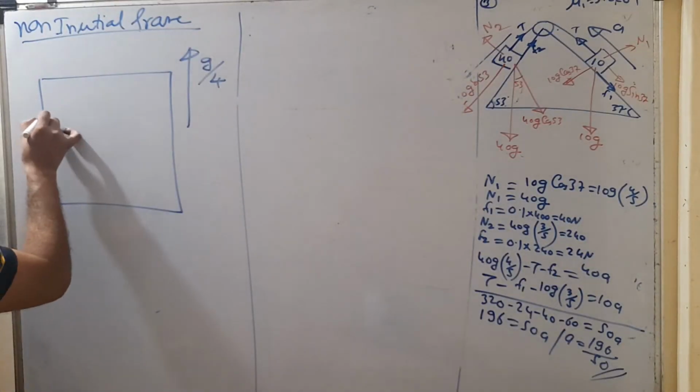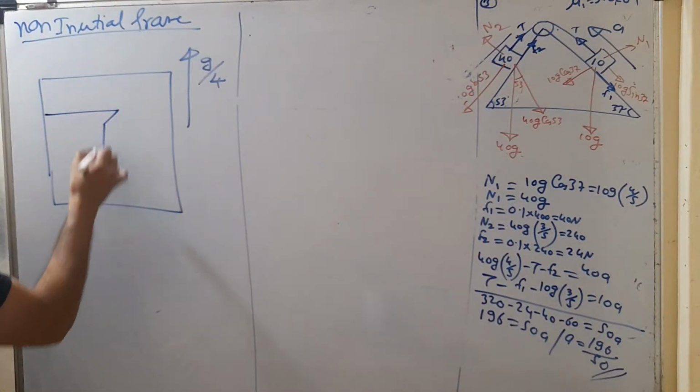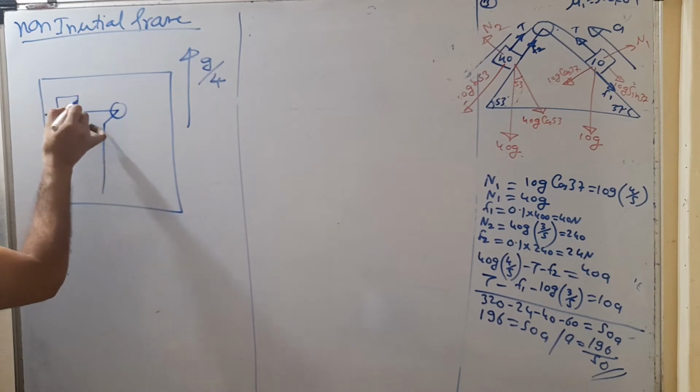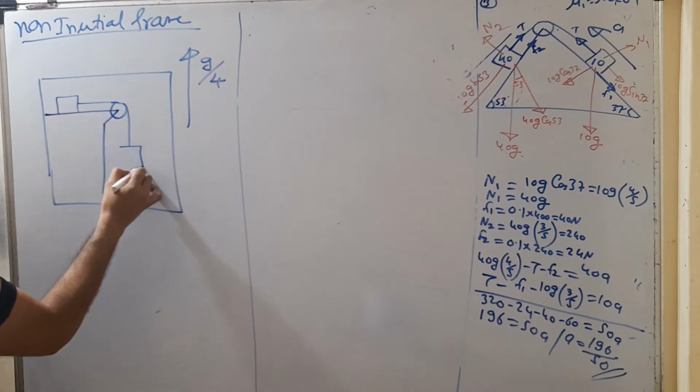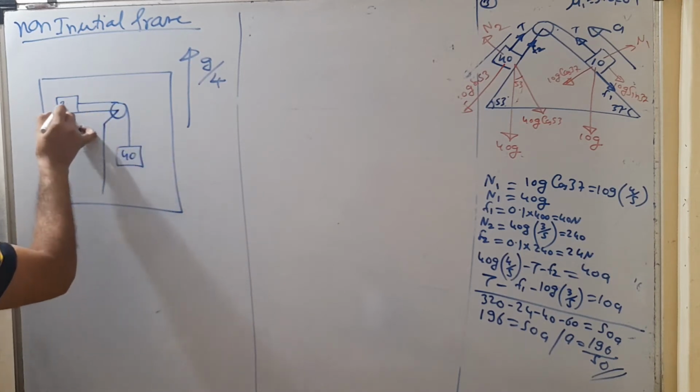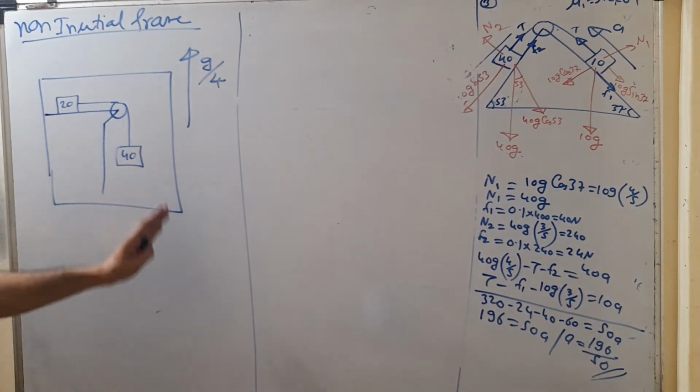दैट लेफ्ट इज एक्सेलरेटेड अपवर्ड विद g/4. ये लेफ्ट ऊपर जा रहा है विद g/4. इट मींस इट इज नॉन, दैट लेफ्ट इज एक्सेलरेटेड, देयर इज नॉन इनर्शियल फ्रेम. ऑन दैट लेफ्ट देयर इज अ टेबल on which a pulley is connected. There are two blocks which are connected with that pulley, that is string. Here it is 40 and here it is 20. And this is a frame which is accelerated upward with g/4.